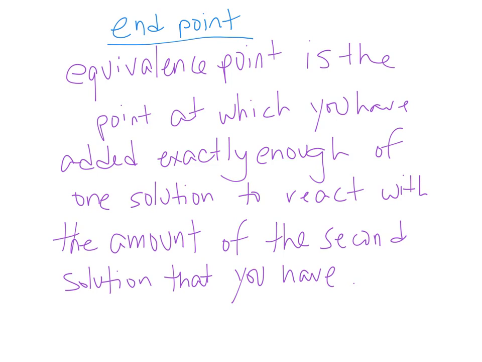This will be clearer when we do our lab. So I think I will just define the endpoint when we get to our lab, because it's going to be hard just to talk about it. But the equivalence point is very important. It's the point at which you have added exactly enough of one solution to react with the amount of the second solution that you have. And when you reach the equivalence point, that's when you can find out how much of the second solution you have. The end. Actually, not the end.